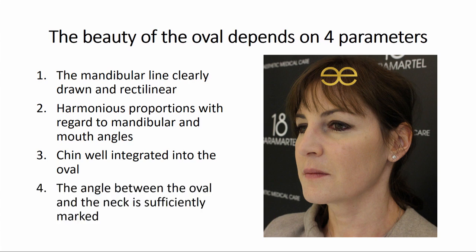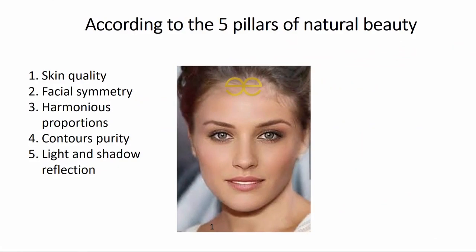So when we do this, we can imagine that according to the 5 pillars of natural beauty, we have to focus on skin quality, facial symmetry, harmonious proportions, smooth contour, light and shadow reflection. So this is the contour purity. We have to maintain the rectilinear line, also compare the chin position, the chin limits in regard of both commissures. Then make the angle and try to find again the natural proportions in all the oval. It means 1 on 1.618.